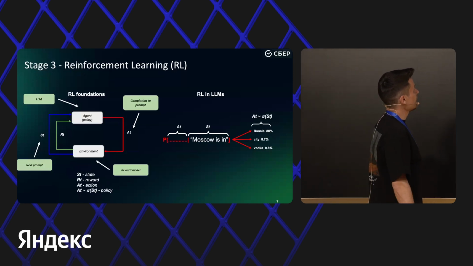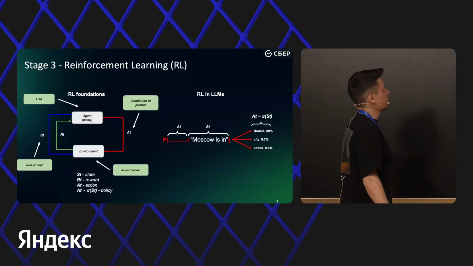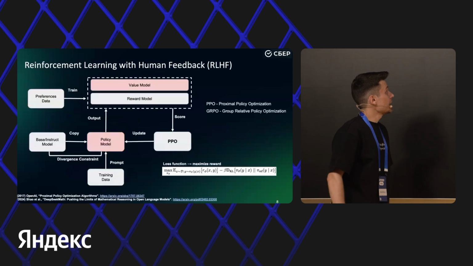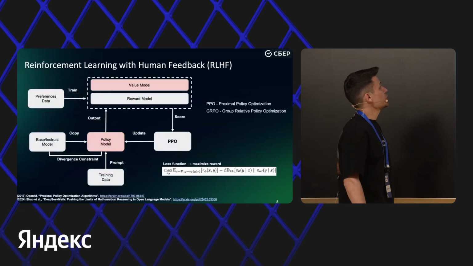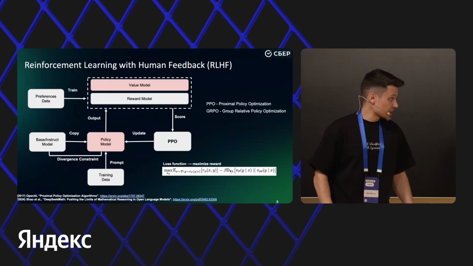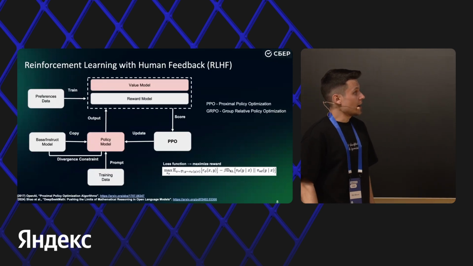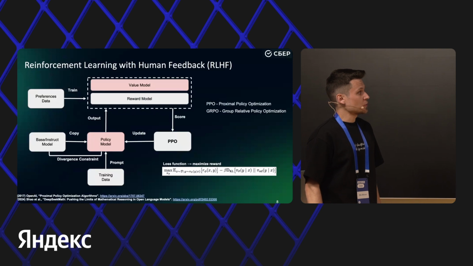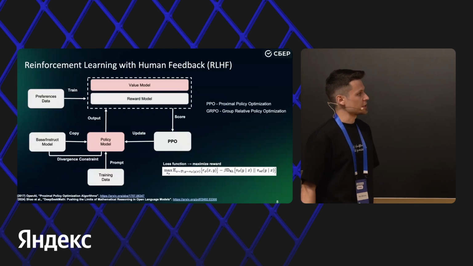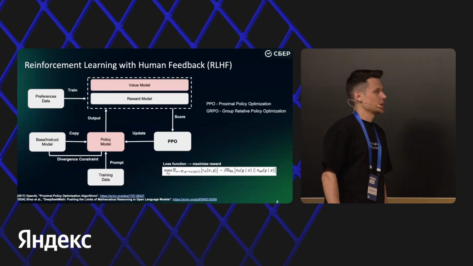That is state, and I think that I cover all the terminology of reinforcement learning in the context of large language models. And now we can talk about how we use reinforcement learning in practice to train large language models. In general, there are two common reinforcement learning approaches for training LLMs: PPO, or proximal policy optimization, and GRPO, or group relative policy optimization.